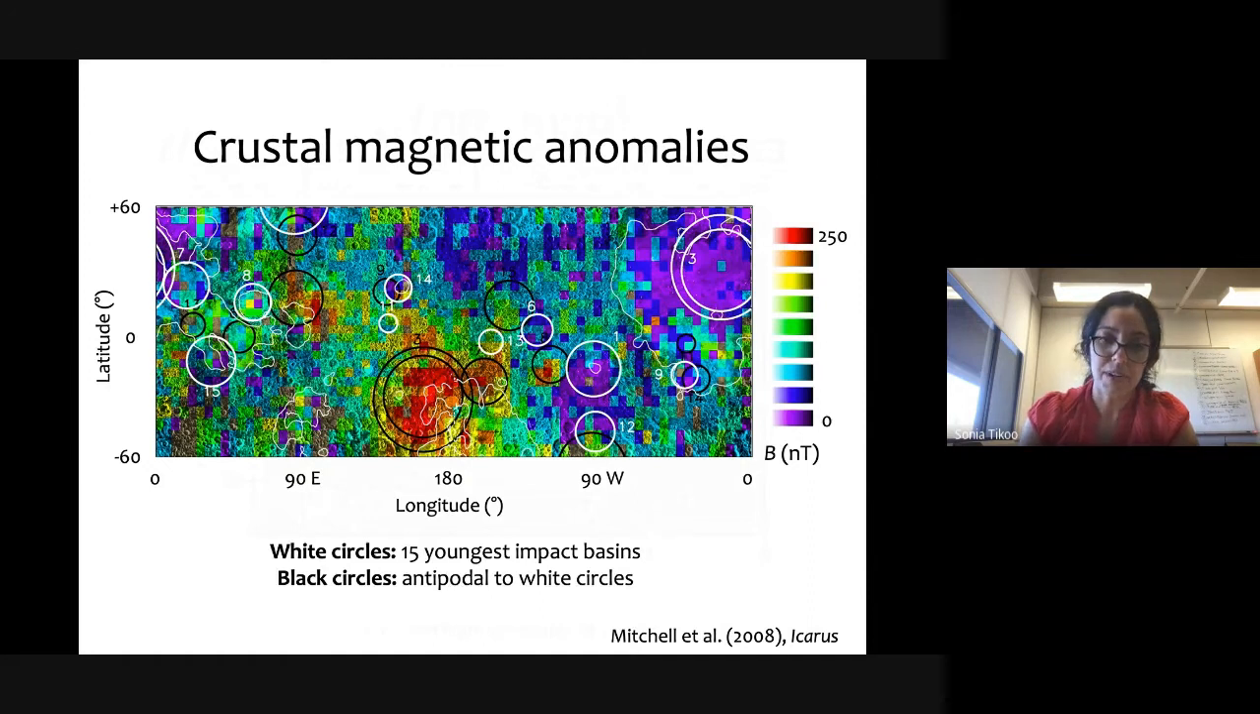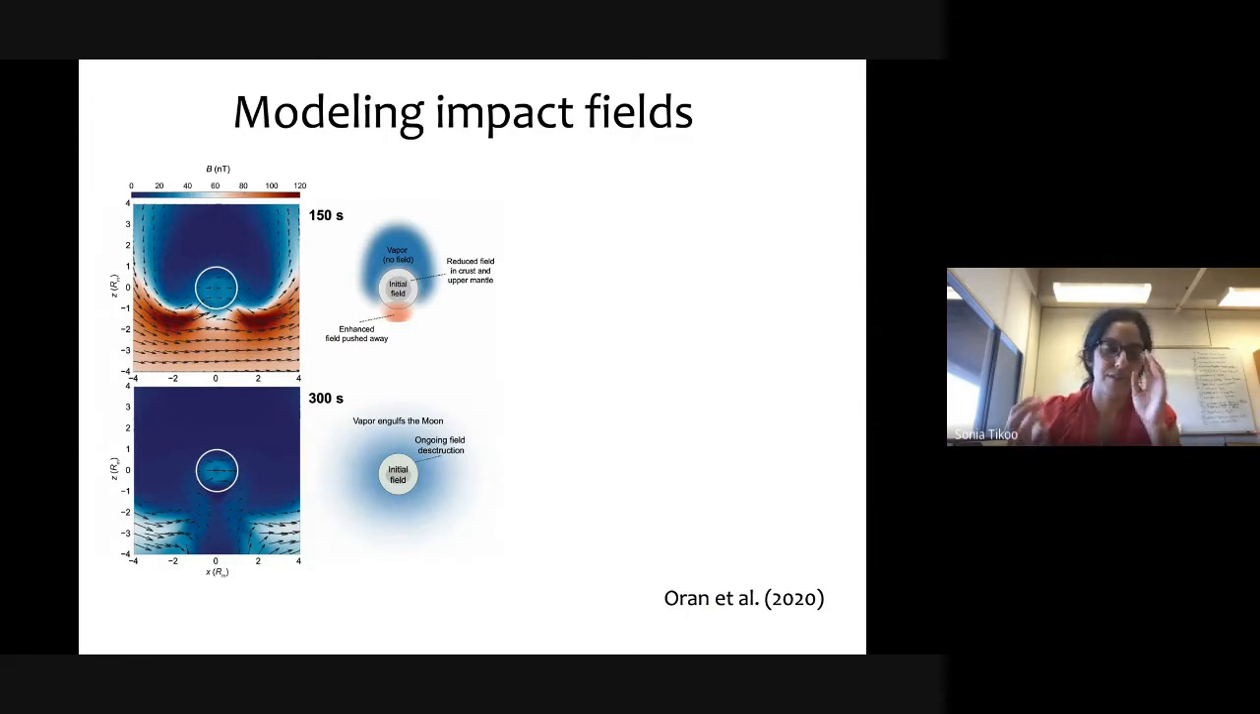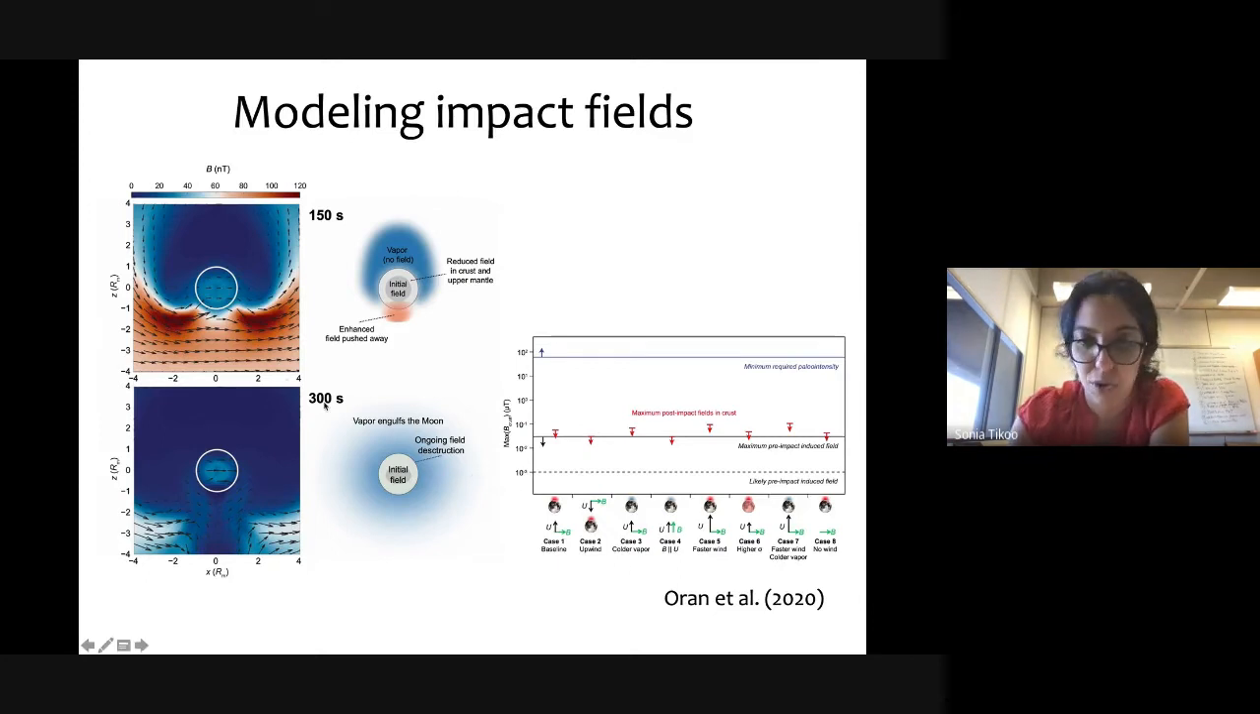And so more recently, there have actually been some models that investigate this possibility of impact generated or impact amplified magnetic fields. And what they have found is by simulating impacts occurring on one side of the moon and seeing how the plasma cloud wraps around the moon and converges at the antipode, they wanted to see how much any ambient solar system magnetic field could be compressed at the antipode and how much it could be amplified to see if you could get high field intensities. And it turns out from this more recent modeling that this process doesn't really produce very strong fields at the antipode.